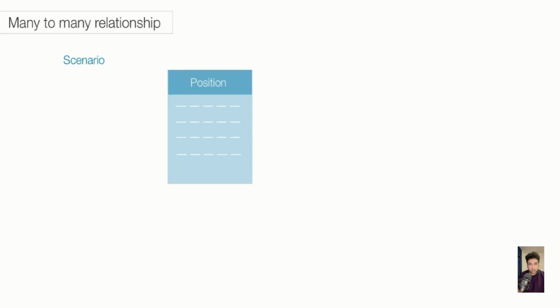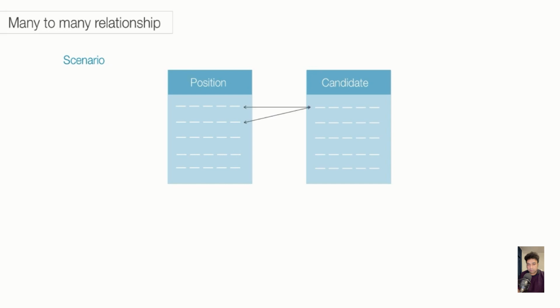We have all the position records in the position object, all the candidate records in the candidate object. There could be many instances where one candidate can apply to multiple positions, or multiple candidates can apply for the same position. To model this many-to-many relationship between these two objects, we need a junction object.